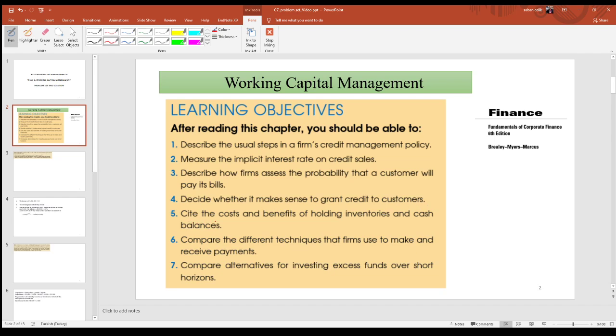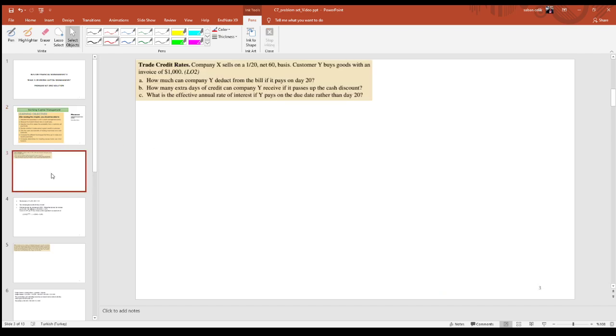The fifth one is to cite the costs and benefits of holding inventories and cash balances. The sixth one is to compare the different techniques that firms use to make and receive payments. The last one is to compare alternatives for investing excess funds over a short horizon. So we selected five problems for this chapter, and let's get started.